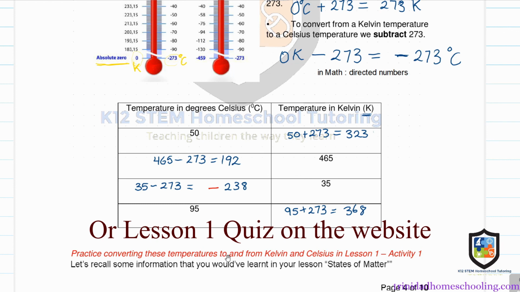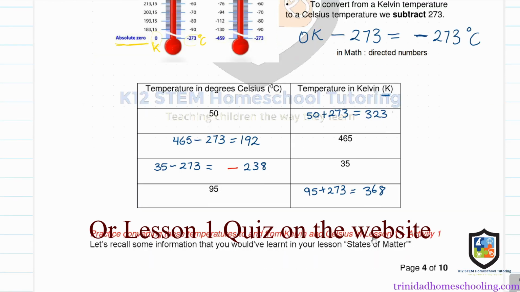Now after you pause your videos and take down all your notes and you revise, you could practice converting temperatures to and from kelvins in lesson 1, activity 1. There are also some other questions based on what we learned from the start of this lesson there for you in that activity as well. So when you finish that activity, come back and we will look at some information that you would have learned in your lesson on states of matter, and we will look at some simulations and scenarios and some graphs for changes between states of matter.